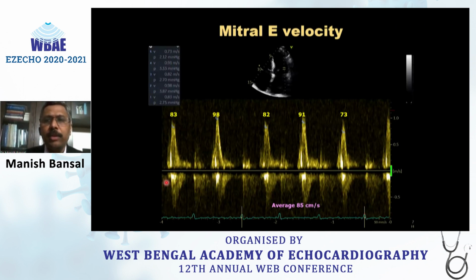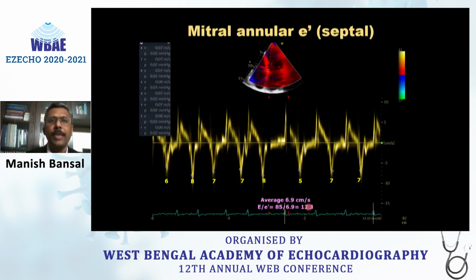So this is the mitral inflow pattern in our patient. As we can see, multiple cycles have been averaged. The average value was 85 centimeters per second. This is the annular velocity. In the guidelines, it has not been specified whether we should measure septal velocity or lateral or take the average. But in the study from where the cutoff value of 11 has been derived, septal E prime was used.